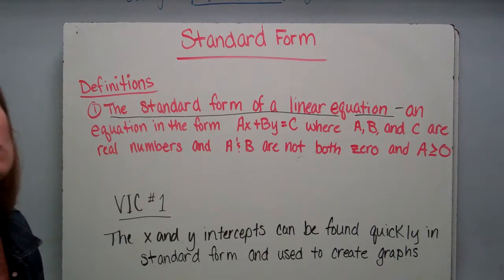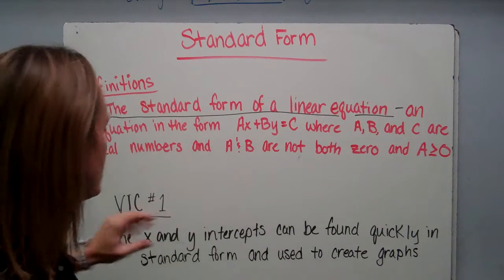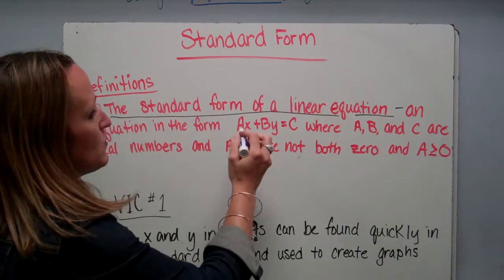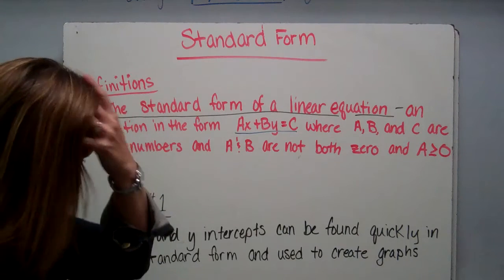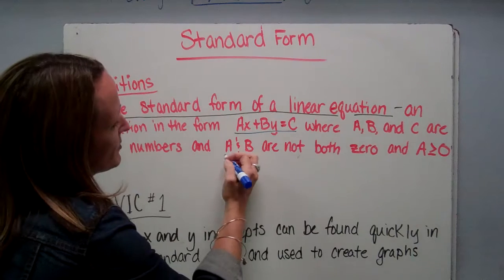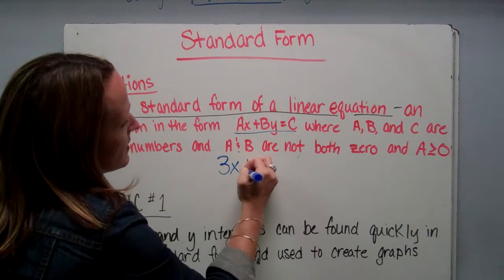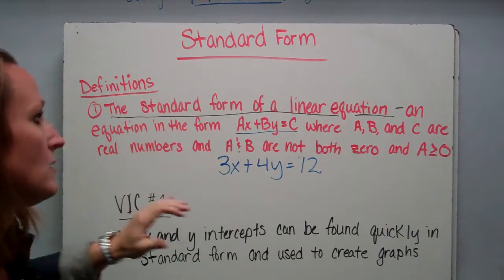We're going to talk about the standard form of an equation. The standard form of a linear equation is the equation in the form ax plus by equals c, where a, b, and c are real numbers, and a and b are not both 0, and a is greater than 0. So it might be something like 3x plus 4y equals 12.